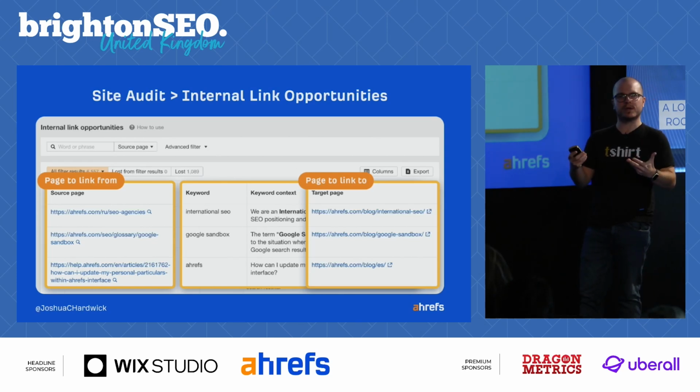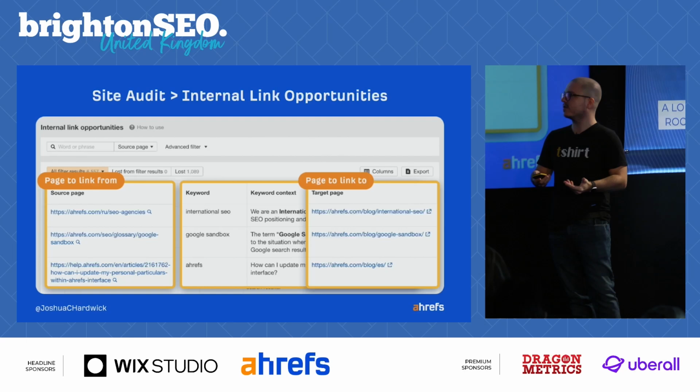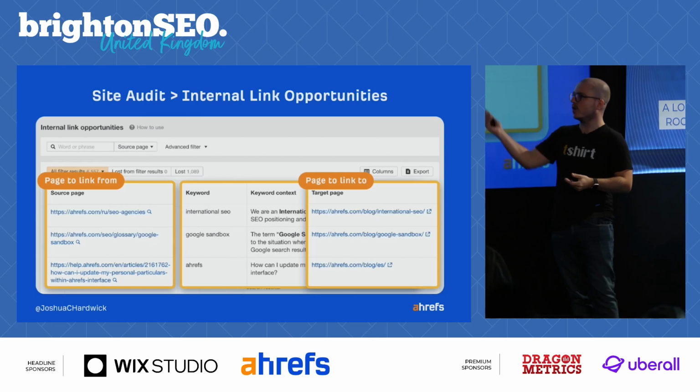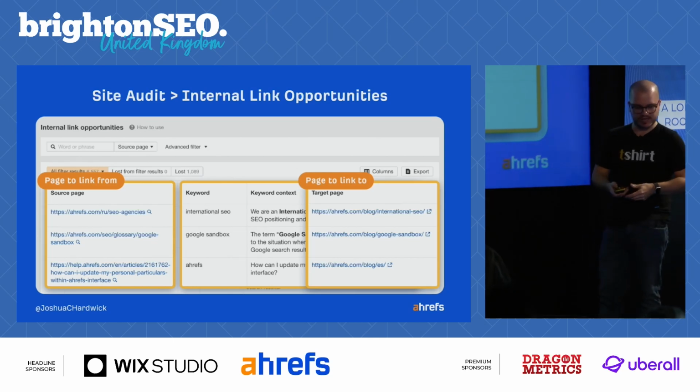If you want to build links and boost a certain page, like a low-hanging fruit page, you can plug that in and say, okay, show me some contextual opportunities where I've mentioned things that this page should rank for, and it'll suggest places to go in and add those links. So it's a really easy way to do that.